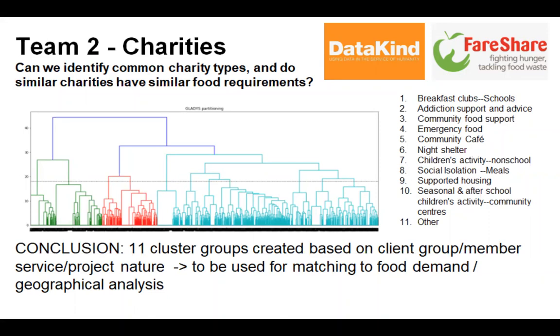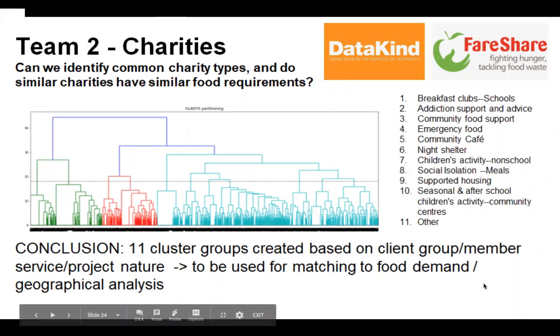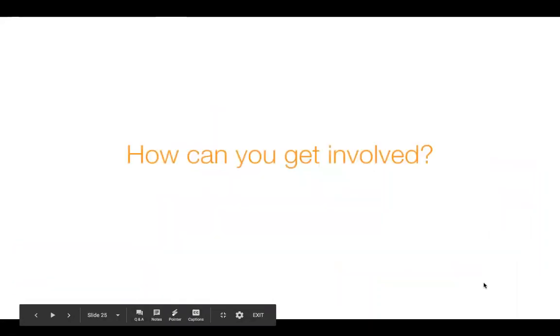This really helps because, logistics-wise, when getting food out to different regions, if you know there are going to be a bunch of charities who need similar types of food, you can send that all in one shipment. This saves a lot of time and helps keep costs down for FareShare so they can continue doing their work.